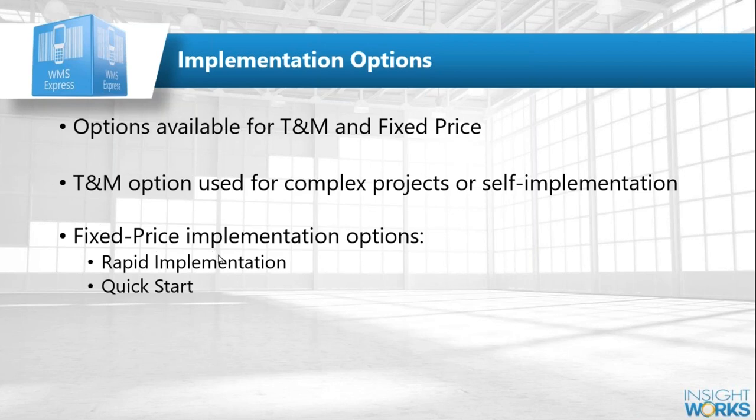The other option is fixed price. So we have two of those. We have rapid implementation. That's going to be for larger projects, things that are a little more complicated, things where you may not be sure of how you want to set up Business Central, or maybe you're changing the way you set up Business Central to accommodate more advanced warehousing, those sorts of things. That's where we'll get in with this rapid implementation. And it's fixed price, and it's not that expensive at all.